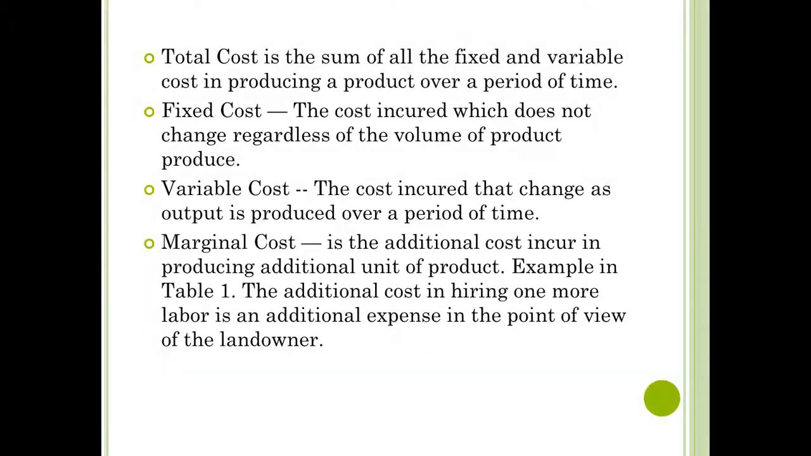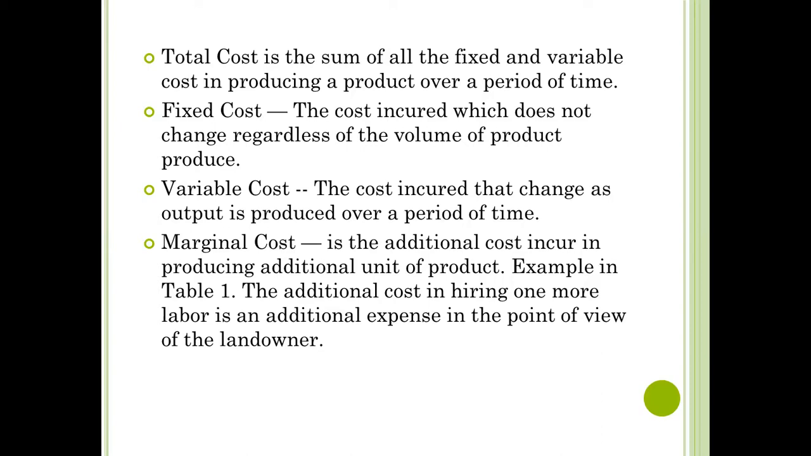Also, so we have here the explanation. Total cost is the sum of all the fixed and variable costs in producing a product over a period of time. Fixed cost is the cost incurred which does not change regardless of the volume of the product produced. Variable cost is the cost incurred that changes as output is produced over time. And marginal cost is the additional cost incurred in producing an additional unit of product.